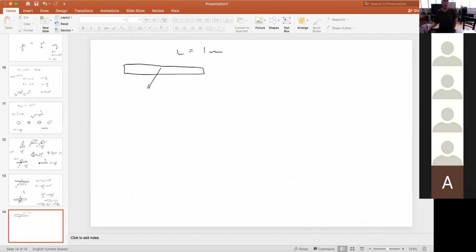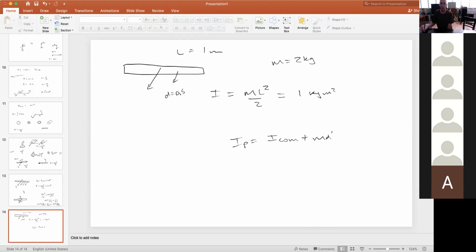If it were going through the center axis, it would be ml squared over 2, but L would be 1 meter. And so if I gave you a mass of, say, 2 kilograms, this would be 2 over 2 times 1 squared, which would be 1 kilogram meter squared. That's your units of moment of inertia, okay? And then it asks you, well, if I move it to some place where d is, I don't know, 0.5 to the right, what I would have to do is find the parallel axis, which is I_CM plus md squared.